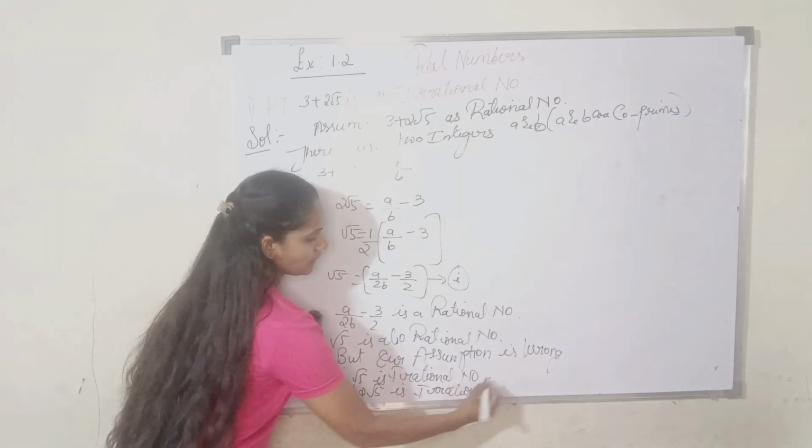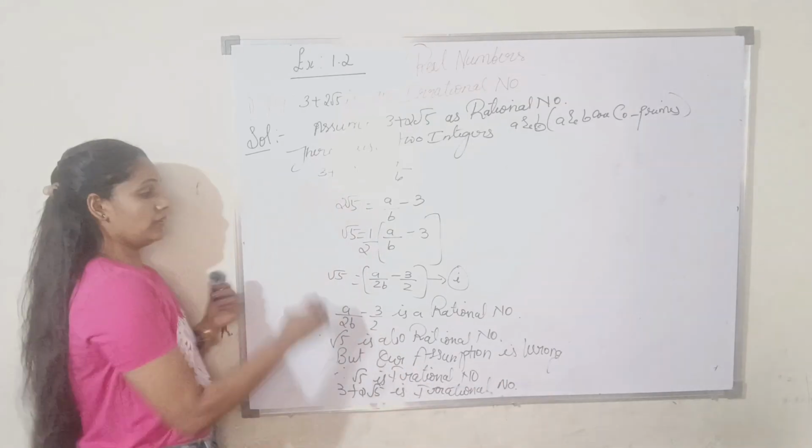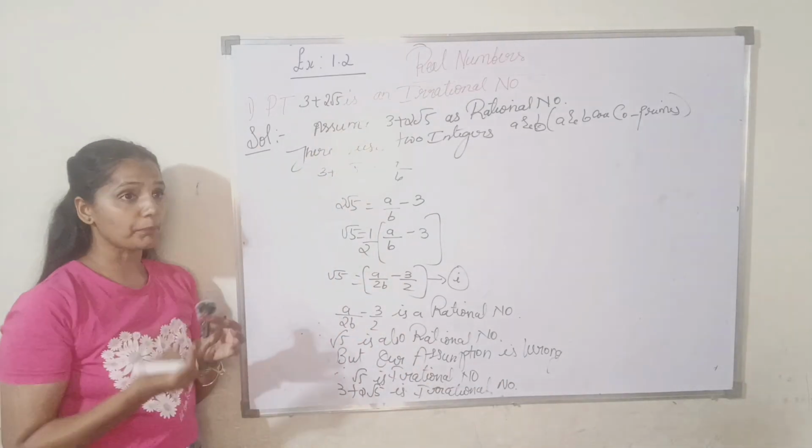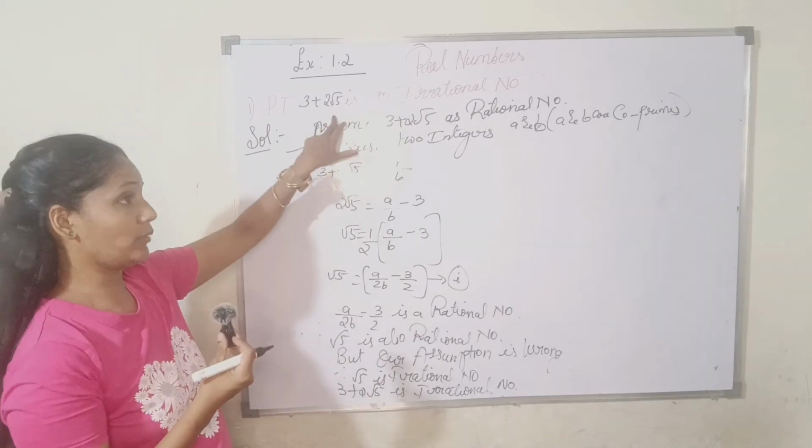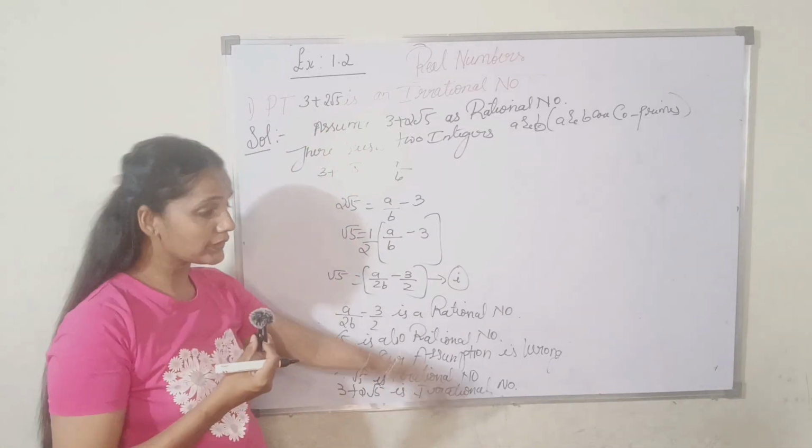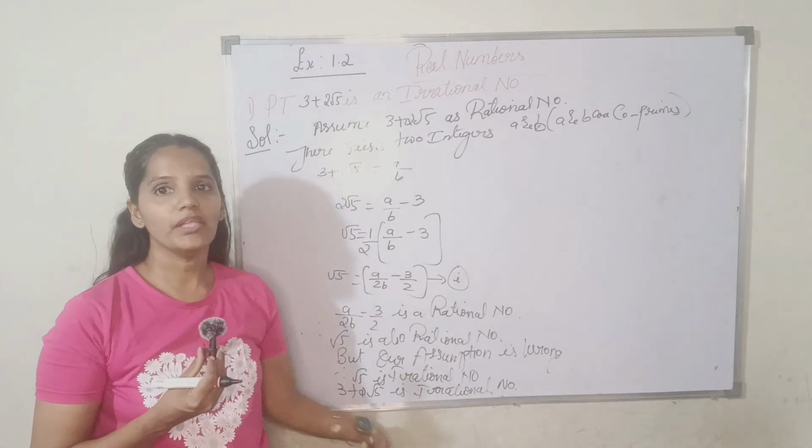See, when you are adding some number to an irrational number or subtracting some number from an irrational number, the answer is always an irrational number. It is not an integer.